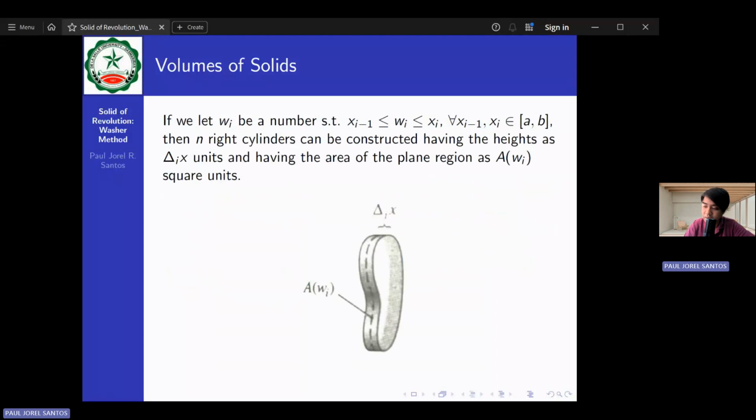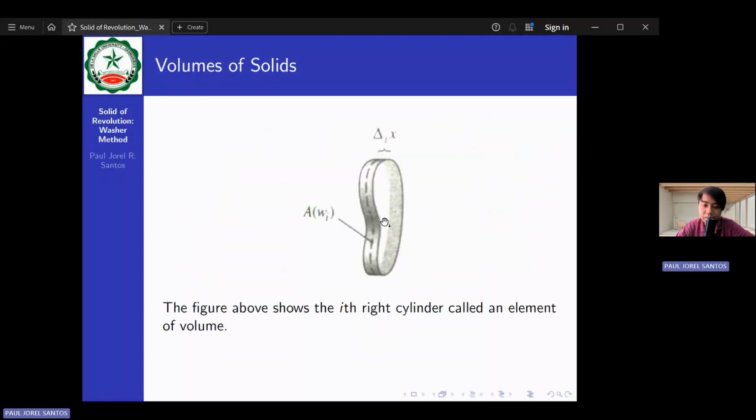This is the figure that I'm referring to. This is a right cylinder having the area of the plane region as A of w sub i and having the thickness delta sub i x. This portion of the solid will be called the ith right cylinder, and it is also known as an element of volume. Now, how are we going to compute the volume of the element?